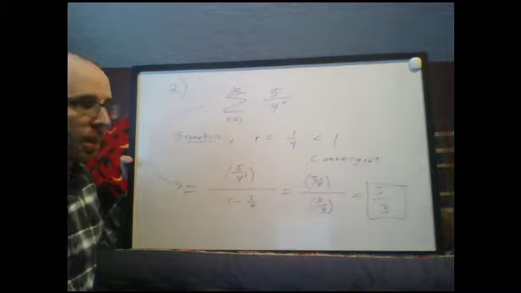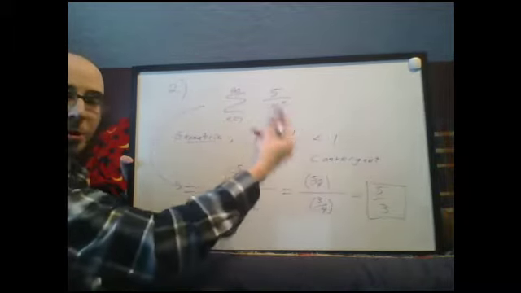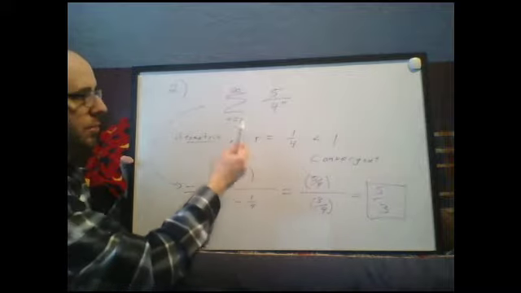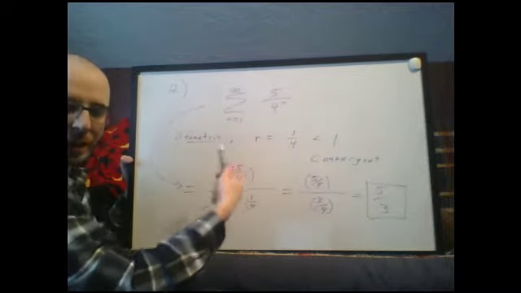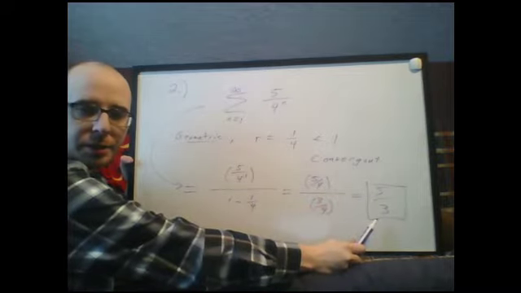So what that's telling us is, if I add up this sequence, the more terms I add, so the more n values I use and I add up all those terms, the total is going to approach 5/3.